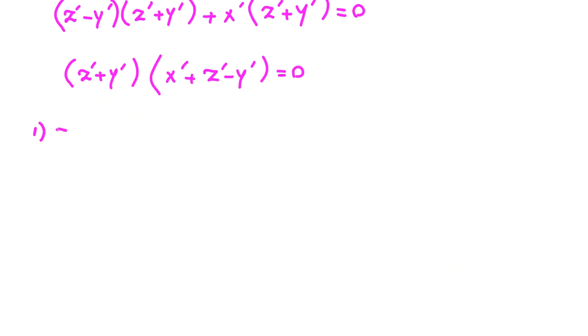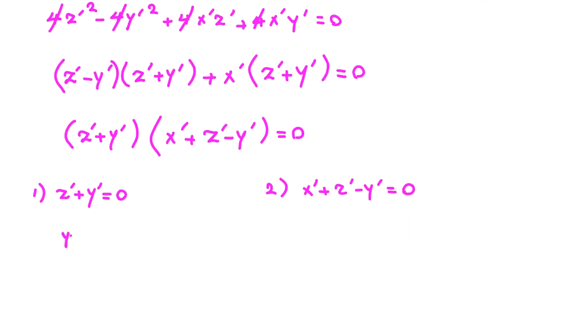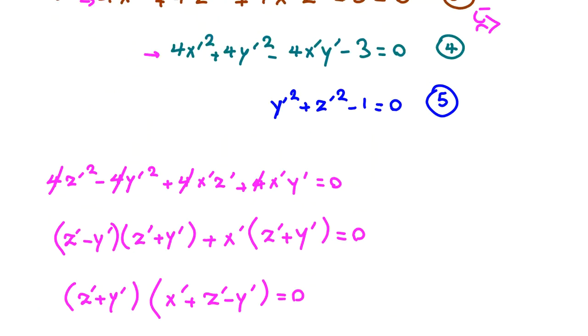Here we have two cases. Case 1: z prime plus y prime equal to 0, or case 2: x prime plus z prime minus y prime equal to 0. So here z prime plus y prime equal to 0, we can also change it to z and y, or we can use it in our equations. So in this case we conclude z prime equal to negative y prime, and because of the fifth equation, let's copy this part.